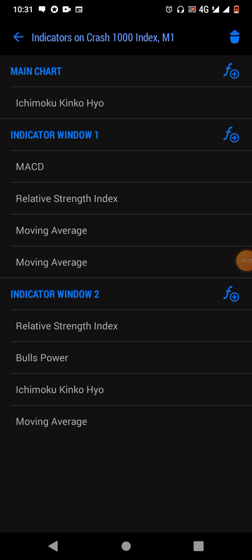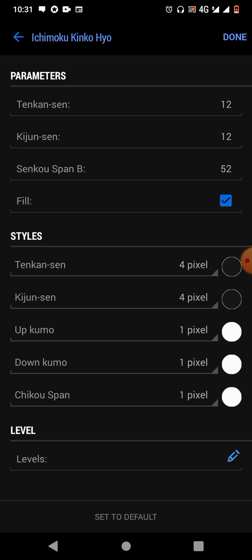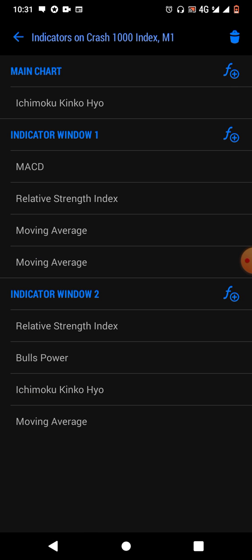Let me just share the settings for this strategy for you. For the settings, on the main chart, we have the Ichimoku, guys. We have the Tenkan-sen 12, the Kijun-sen 12, the Span B 52, and then the Tenkan-sen 4 pixel, the Kijun-sen 4 pixel, the up Kumo 1 pixel, the down Kumo 1 pixel, the Span B 1 pixel. When you're done, you just click on done.